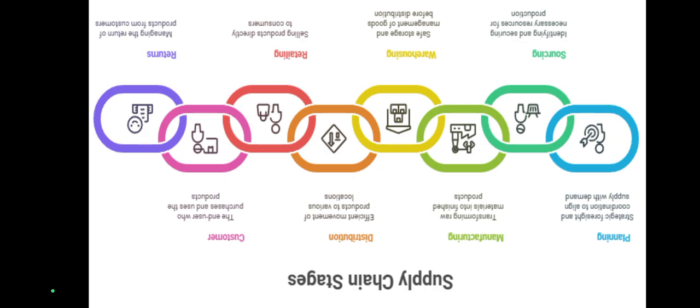Next, distribution. You can see the sourcing is also there. After planning, the next step is sourcing. Sourcing is nothing but identifying the raw materials, from where you want to buy them. So after planning, next is sourcing.